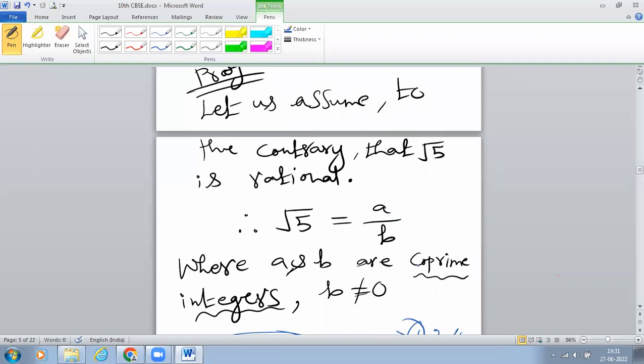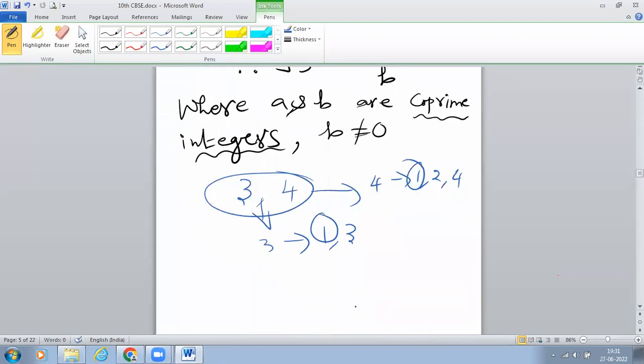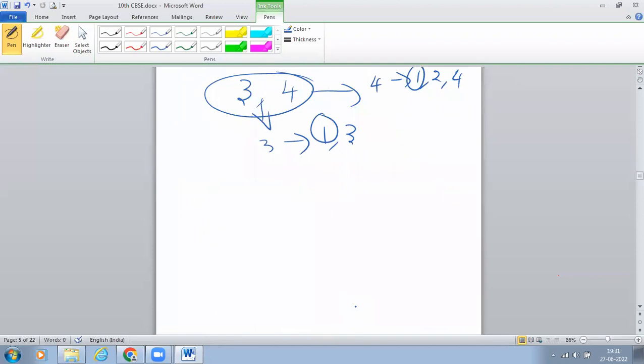Can be expressed in the form of a by b. But here I'm taking a and b as coprime integers. Now listen, next step. After that step, what we have to do is, we got root 5 is equal to a by b, right?